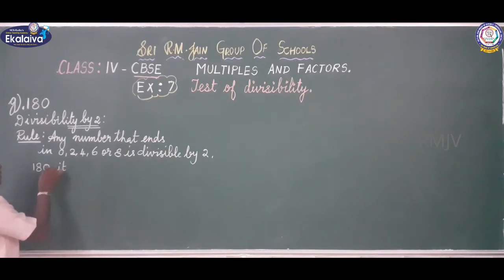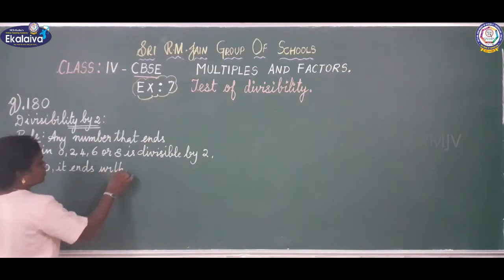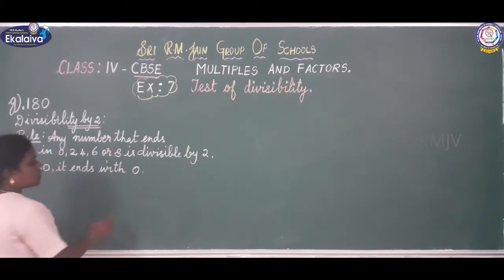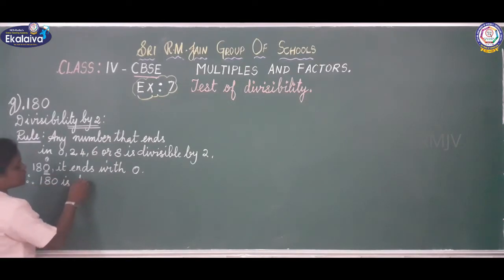It ends with 0. The given number ends with 0. Therefore, the given number is divisible by 2. Look at the ones place. It ends with 0. If the given number ends with one of these numbers, it is divisible by 2. Therefore, 180 is divisible by 2.